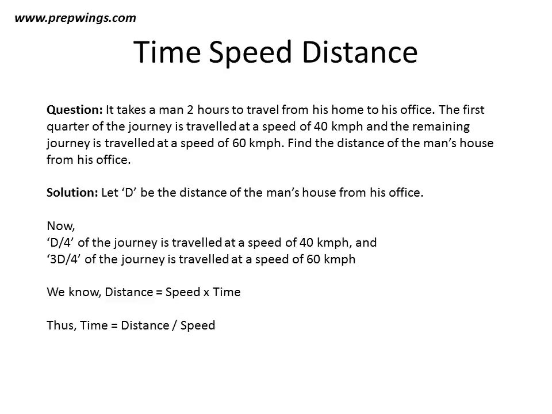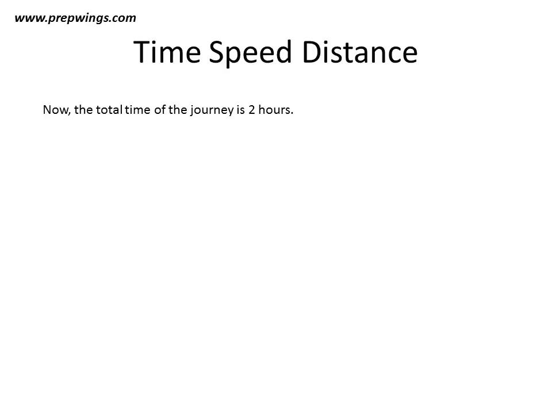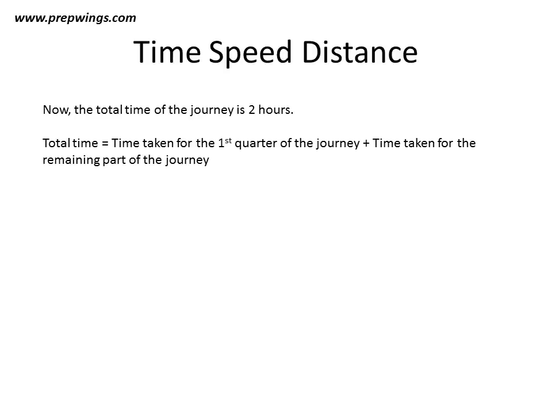Now we know distance equal to speed into time. So time will be equal to distance upon speed. Now we'll apply time equal to distance upon speed to our scenarios. So we know the total time taken for journey is 2 hours. Now total time taken is equal to time taken for the first quarter of the journey plus time taken for the remaining part of the journey.